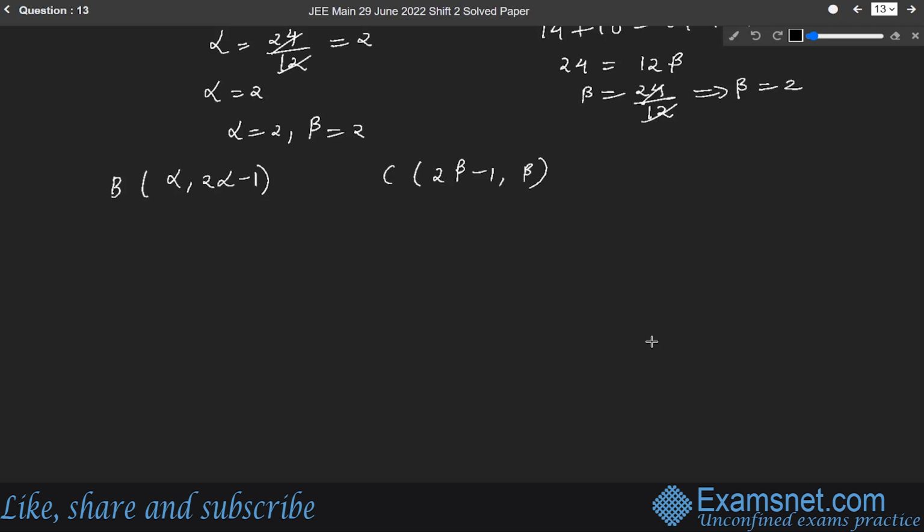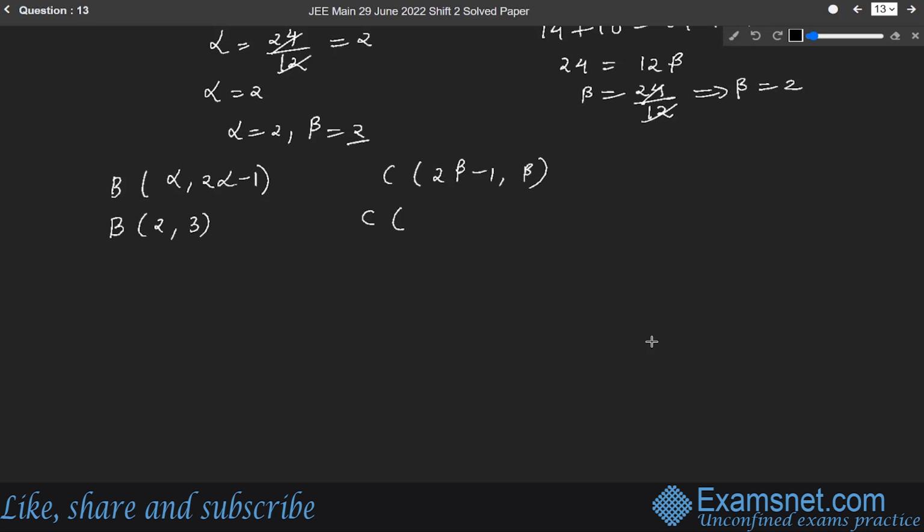Now let us put the values of alpha and beta here. So B coordinates will be alpha, what is alpha? 2. Comma 2 into alpha minus 1 means 2 into 2 minus 1. 2 into 2 is 4. 4 minus 1 is 3. So these are the actual coordinates for B. When we talk about the coordinates of C, we have 2 into beta minus 1.